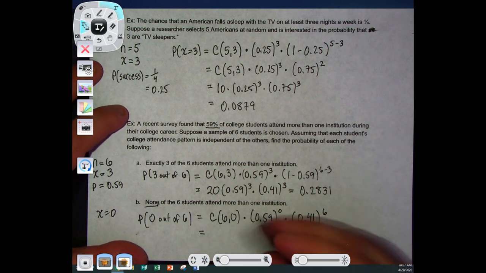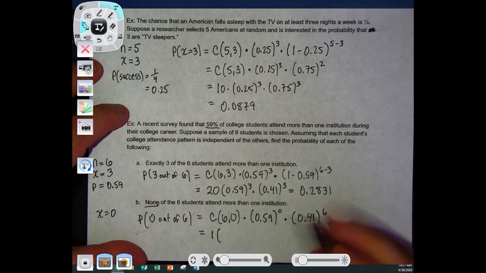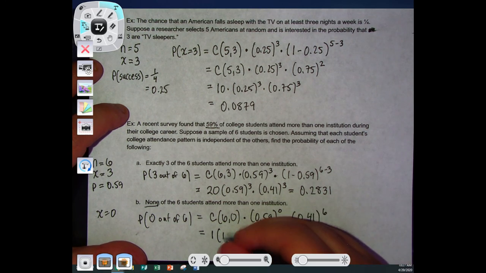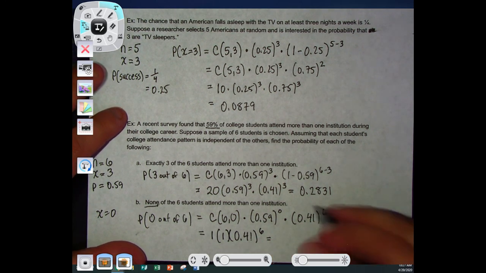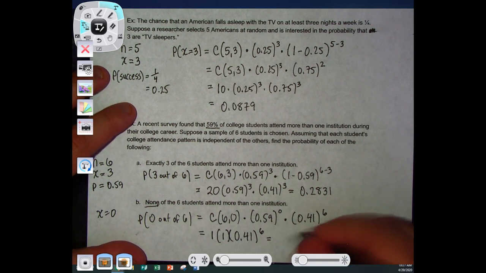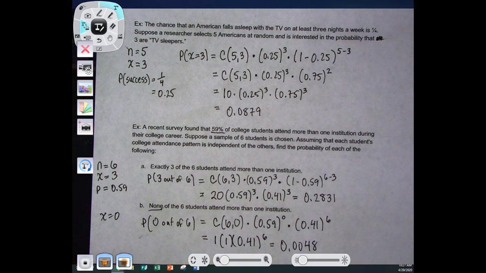So 6 choose 0, that's 1. Well, 0.59 to the 0 power, that's 1. And it would be 0.41 to the 6th power. So when we do that calculation, we end up with 0.0048. Very low probability of choosing a sample of 6 students, and none of them have attended more than one institution. So again, another example of how we can calculate binomial probability.